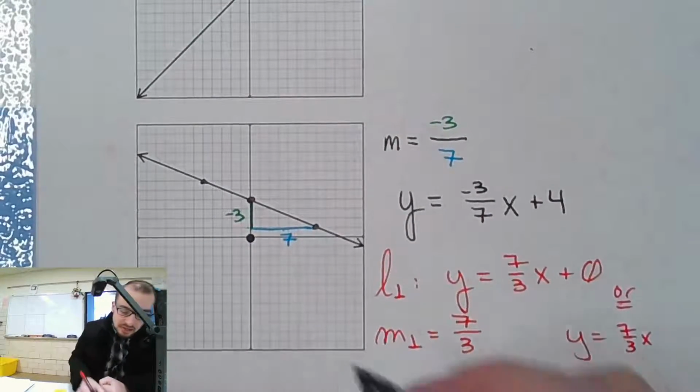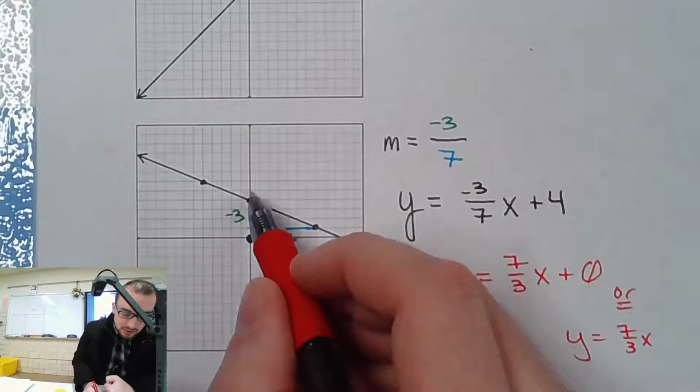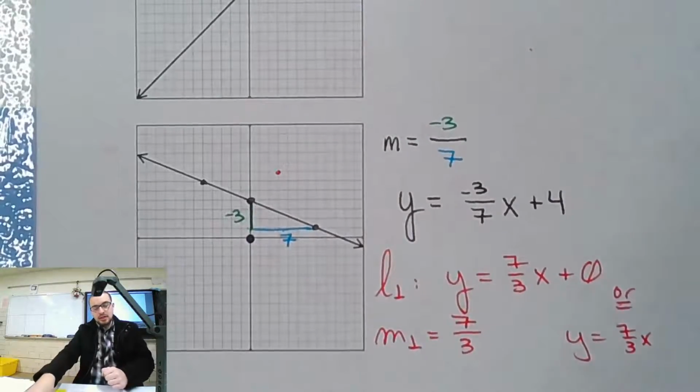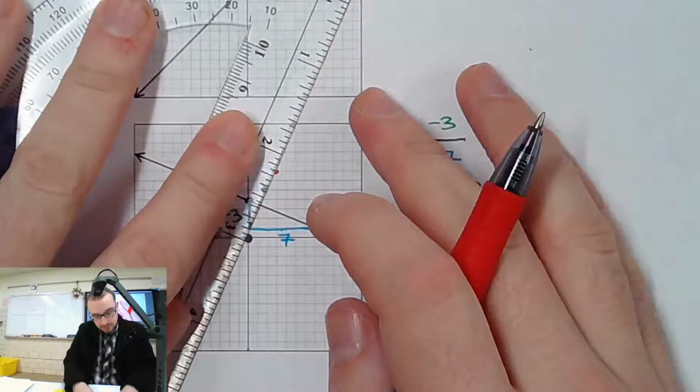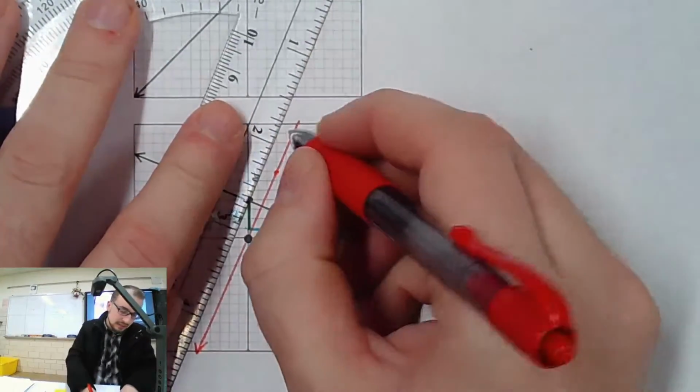Either of those work. When we graph our line, we're going to go up 7, 1, 2, 3, 4, 5, 6, 7, and over 3. And I'm going to call that a day. And that's that on that.